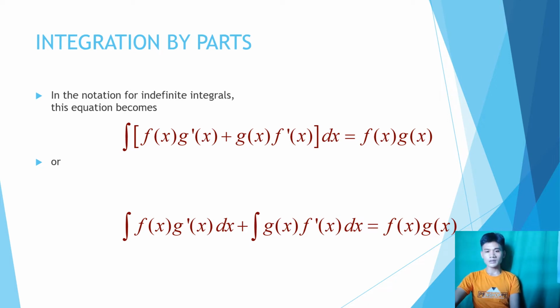So we have the integral of f of x g prime of x plus g of x f prime of x dx is equal to f of x g of x, or we can also use this notation: the integral of f of x g prime of x dx plus the integral of g of x f prime of x dx is equal to f of x g of x. So we have the same goal, but in differentiation we are starting here.